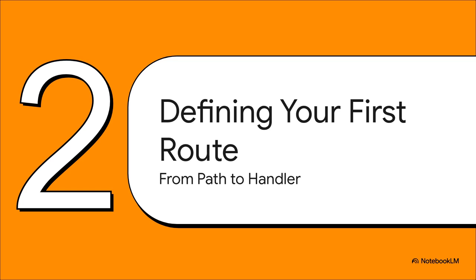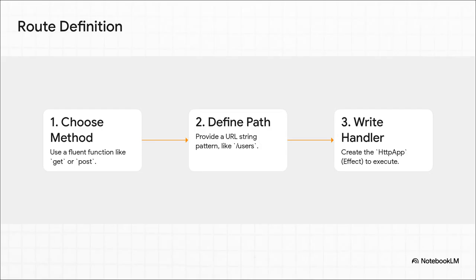All right, let's get practical and define our first route, going from a simple path to a handler. It's really just 3 simple steps. First, you start with a router and pick your HTTP method, so you'd chain on something like .get or .post. Second, you give it the URL path, like /users. And third, you write the handler. That's the piece of code, the effect, that's going to run when a request actually matches that route. The whole thing is designed to be super clear and easy to read.